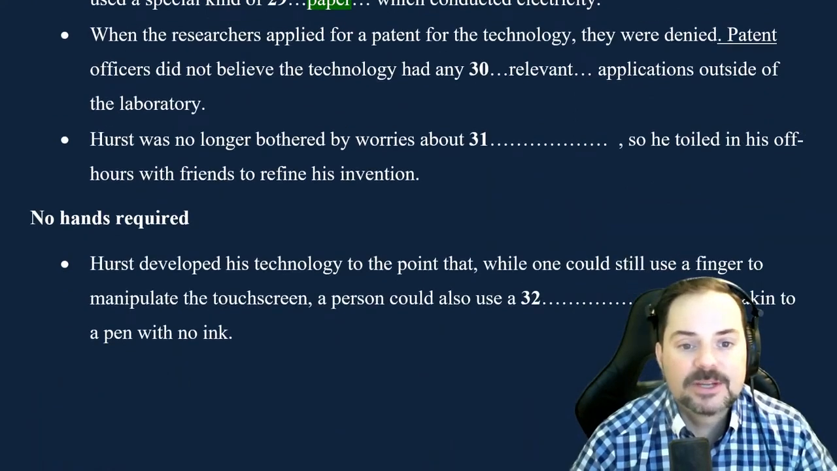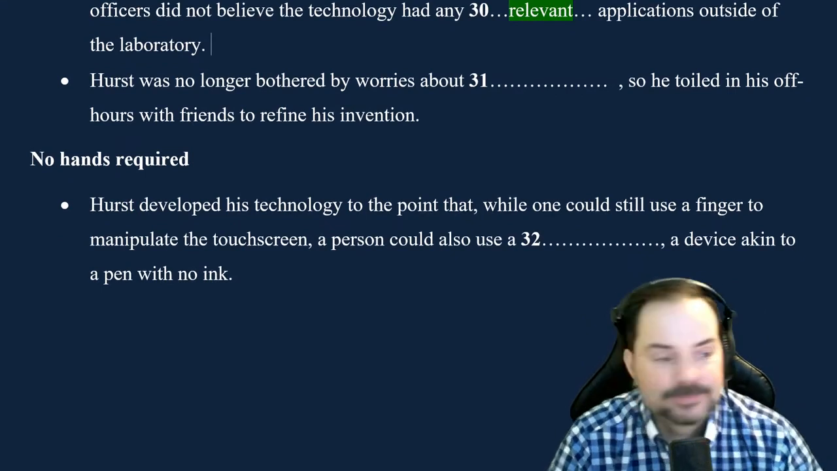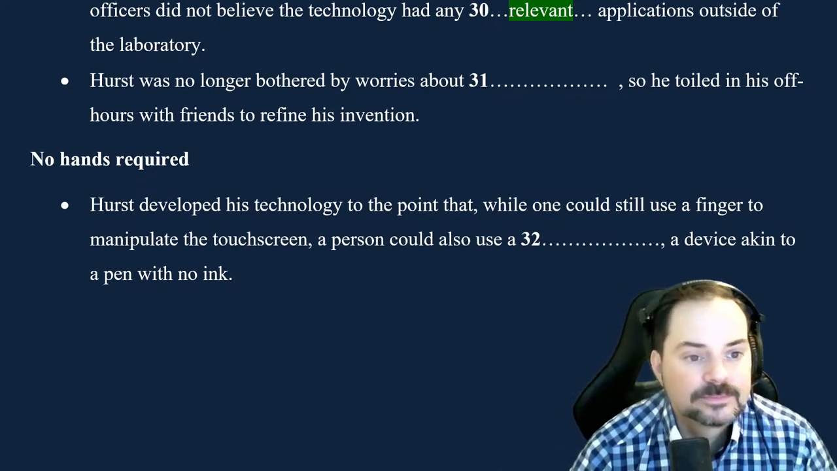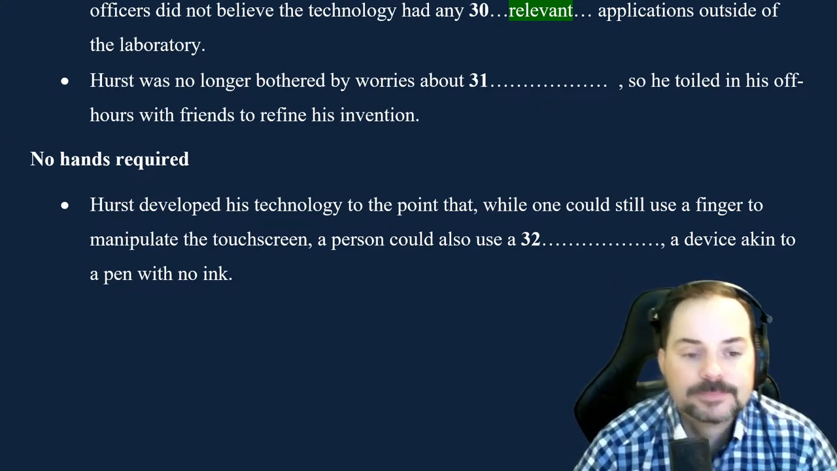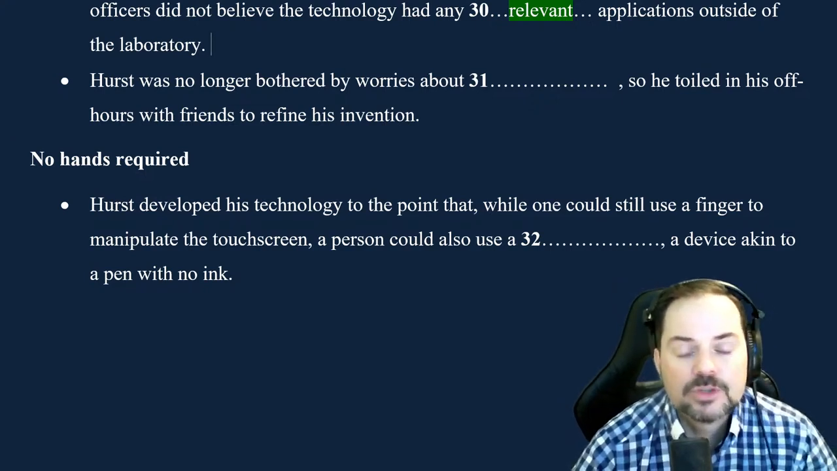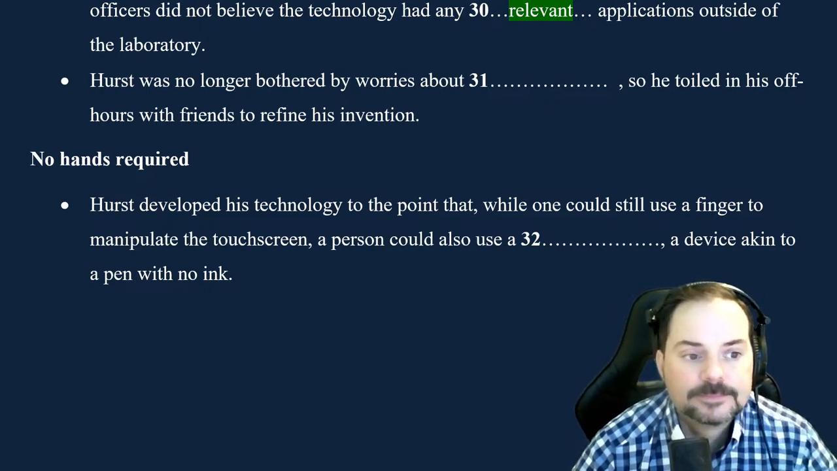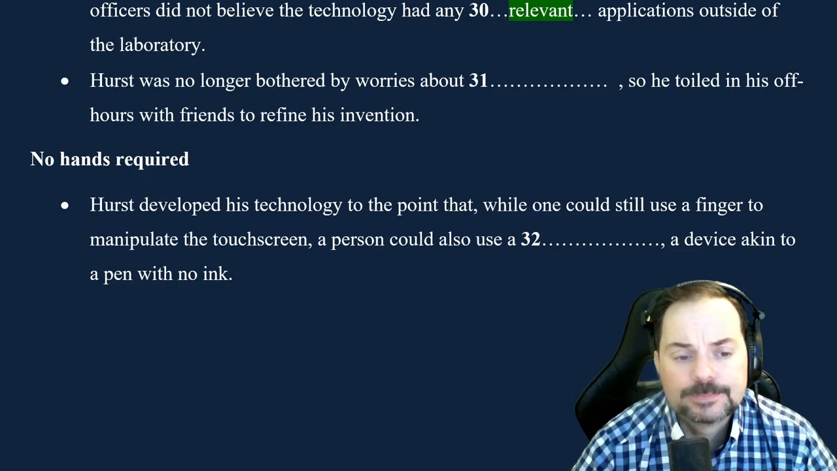Okay, let's read number 31. It's all within the same block. So go ahead and read 31. Hurst was no longer bothered by worries about blah blah blah, so he toiled in his off hours with friends to refine his invention. Okay. So what is number 31? What would you put there? I think invention. Okay, how sure are you? No. I'm going to change, maybe.